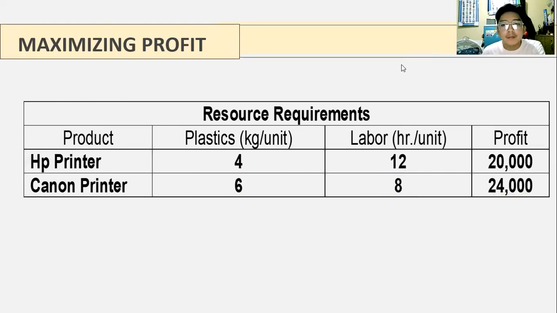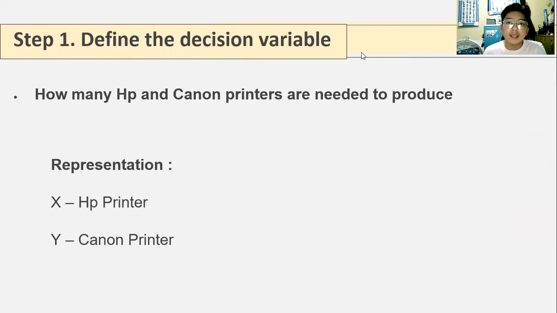Next, step 1 is to define the decision variables. What actually is the decision variable? We're going to define the variables that we have in the problem. In this problem, it is how many HP and Canon printers are needed to produce. So these two are the decision variables, the HP printer and the Canon printer.